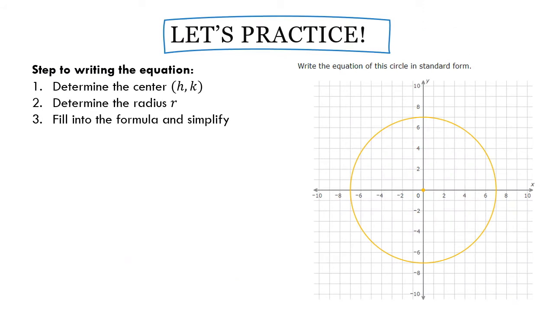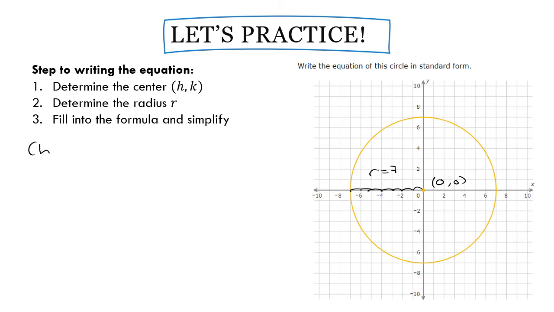So the steps we're going to use to solve this equation: number one, determine the center, (h, k). Then we're going to determine the radius. Then we're going to fill into the formula and simplify. So let's look at this example. Our center is going to be right here at (0, 0). And then our radius, we actually got to count it. If we count here, we get 1. You can count from any point, but it's easiest to count this way. 1, 2, 3, 4, 5, 6, 7. So now r equals 7.